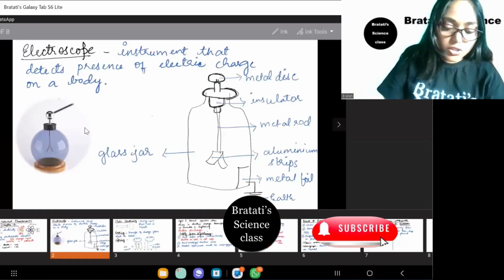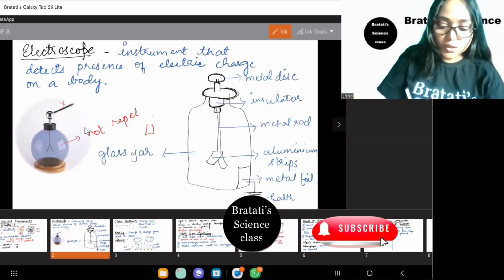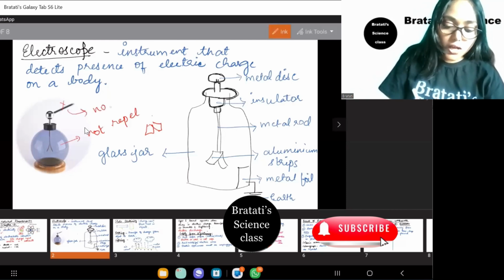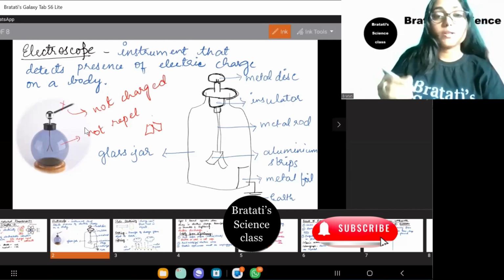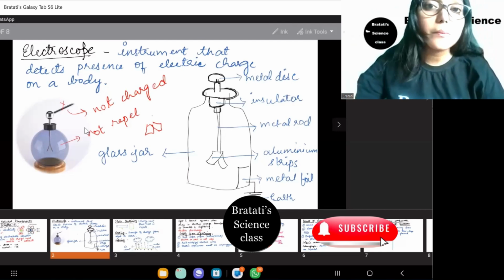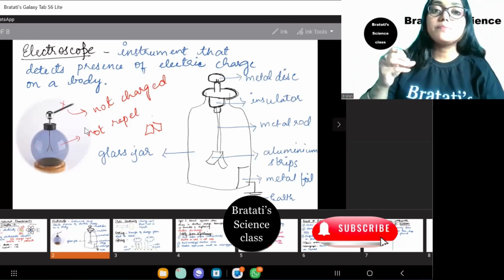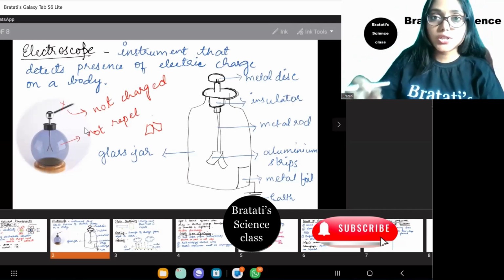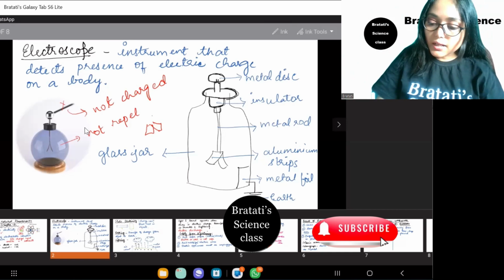So here if there is no charge, then these two will not repel. They will be in their basic positions. They will be attached to each other, not repelling each other. This proves that this is not charged. If the aluminium foils do not repel, they will stay in their original position. That proves that the object that I brought and touched to the metal is not charged. Okay, so this is clear.